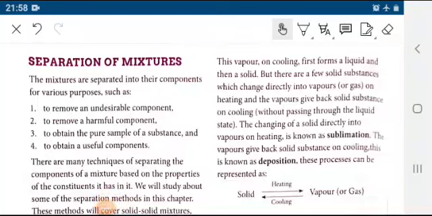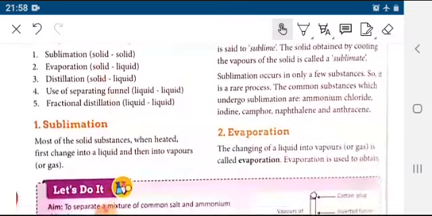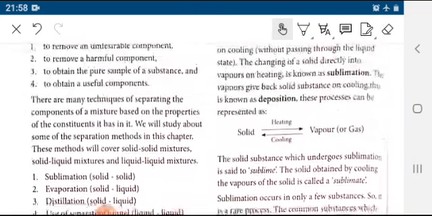Now we are moving to the third part of the chapter, that is the element, compound and mixture. Separation of mixture. How could we separate the mixtures? It can be done by various methods. First is sublimation. What is sublimation? It is the process in which solid is converted to gaseous state without being converted in liquid. Example, camphor, naphthalene, iodine. Various examples are given.